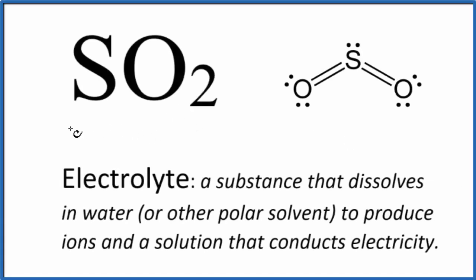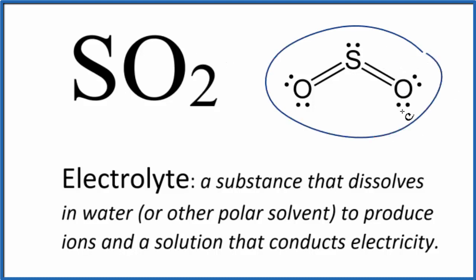The question is whether SO2, sulfur dioxide, is an electrolyte or non-electrolyte. If we look at sulfur dioxide, we have a nonmetal here, sulfur, and oxygen is a nonmetal. So if we have two nonmetals, we have this covalent compound, a molecular compound, we would expect that this would be a non-electrolyte, that it wouldn't dissolve in water and it wouldn't produce ions or conduct electricity. So we would expect the sulfur dioxide molecule right here to stay together in water.